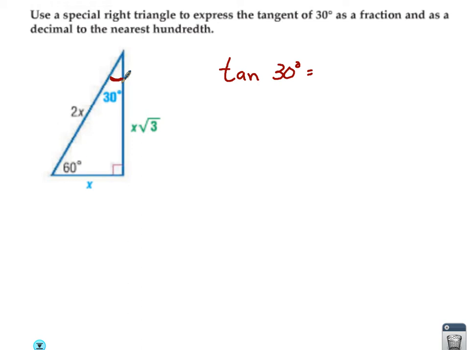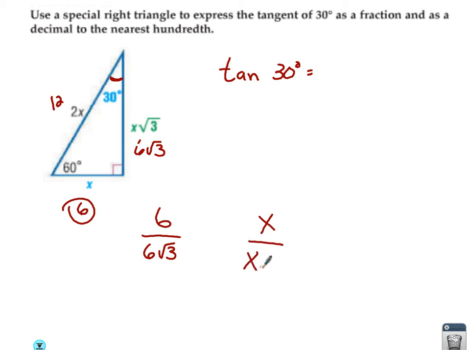And if you would rather, instead of x, x root 3, and 2x, if you want to call this 6, 6 root 3, and 12, or if you want to call it 5, 5 root 3, and 10, that's fine. But the tangent of 30, tangent is opposite over adjacent. What side is opposite at 30? The x, right? What side is adjacent to that 30? X root 3. Or in my case, if I want to use the 6 and 6 root 3.